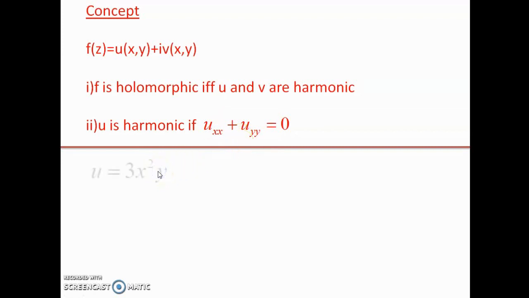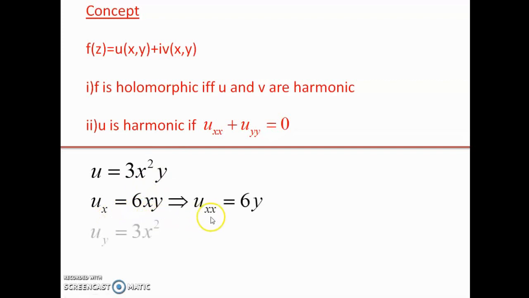So we are given u is equal to 3x square y. To check f is holomorphic, we have to check whether u is harmonic. That is, we have to take its second derivatives. So first of all, I am taking ux, that is equal to 6xy, we get. Again we will differentiate, we get uxx is equal to 6y. Similarly, we will take uy, that is equal to 3x square, and we will get the second derivative uyy equal to 0. Now we are taking these two sum, so we will get uxx plus uyy equal to 6y.